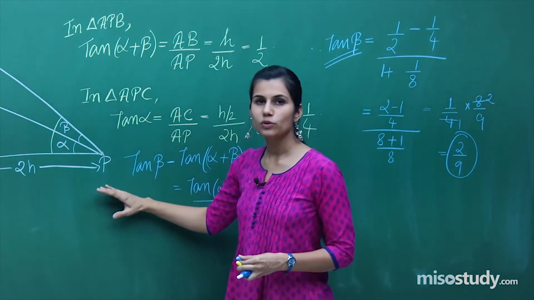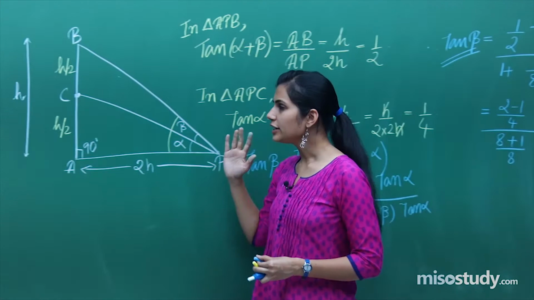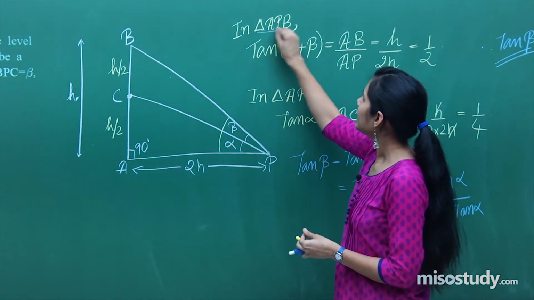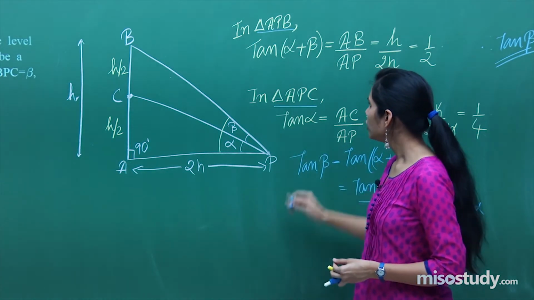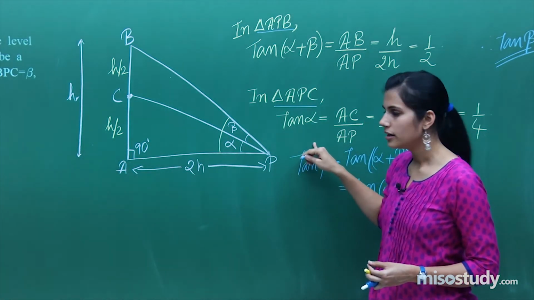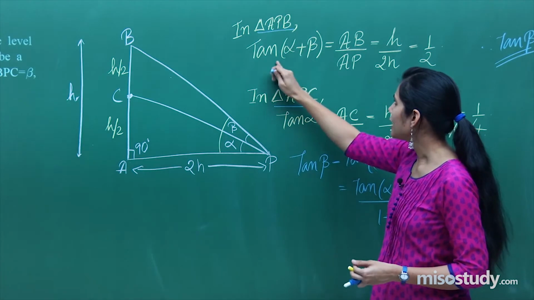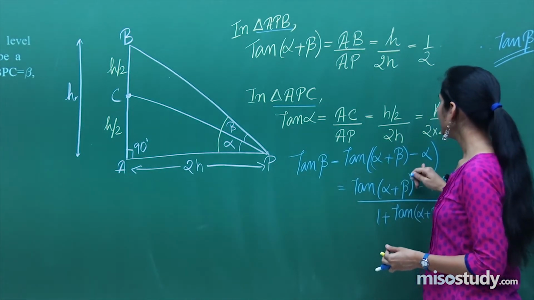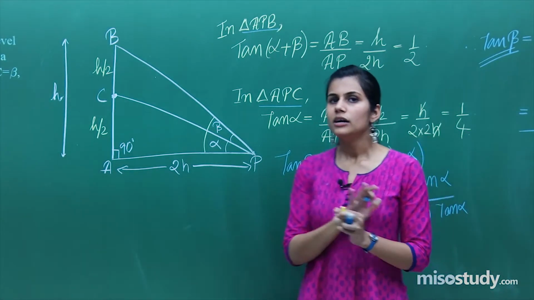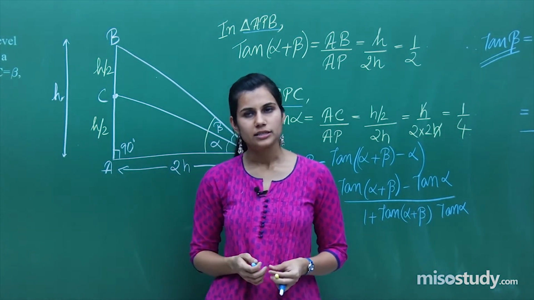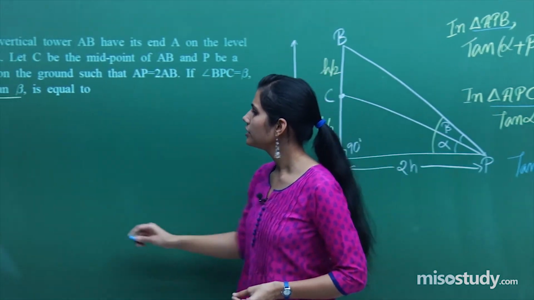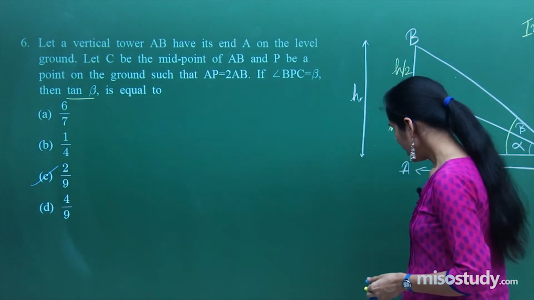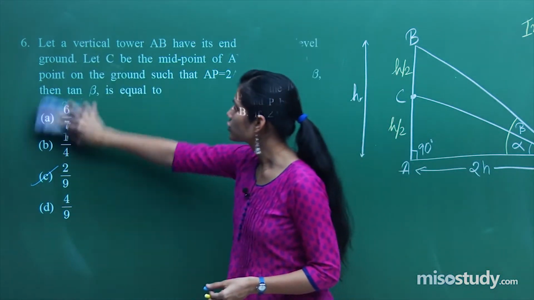That's how easily this question got accomplished. Here we could see two right triangles, ABP and APC. We applied the tangent ratio formula and obtained the value of tan of alpha plus beta and tan alpha. Then we expressed beta in terms of alpha plus beta and alpha. Application of the formula, just plug in the values, and you have your answer. So your answer is 2 by 9. Fine. Let's watch out for the next question.